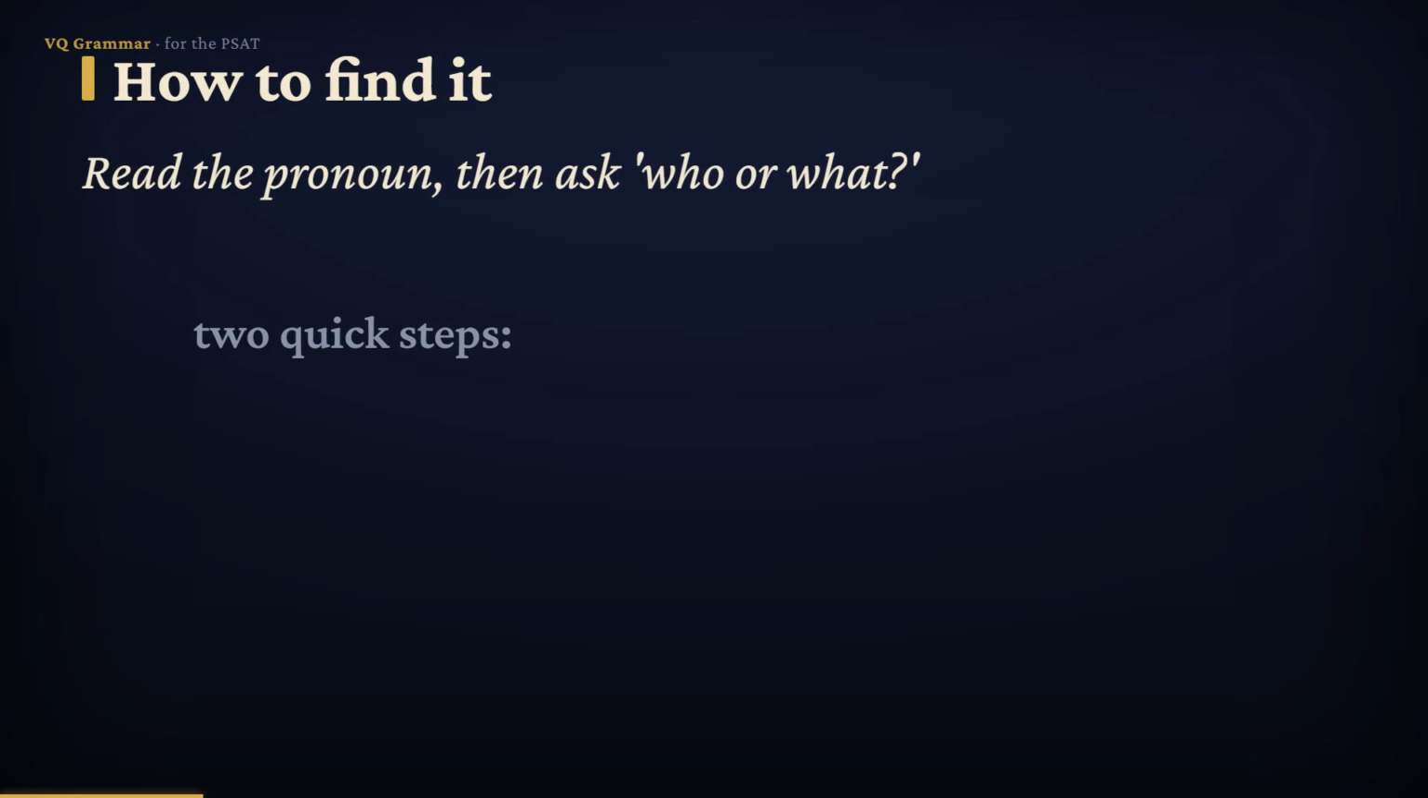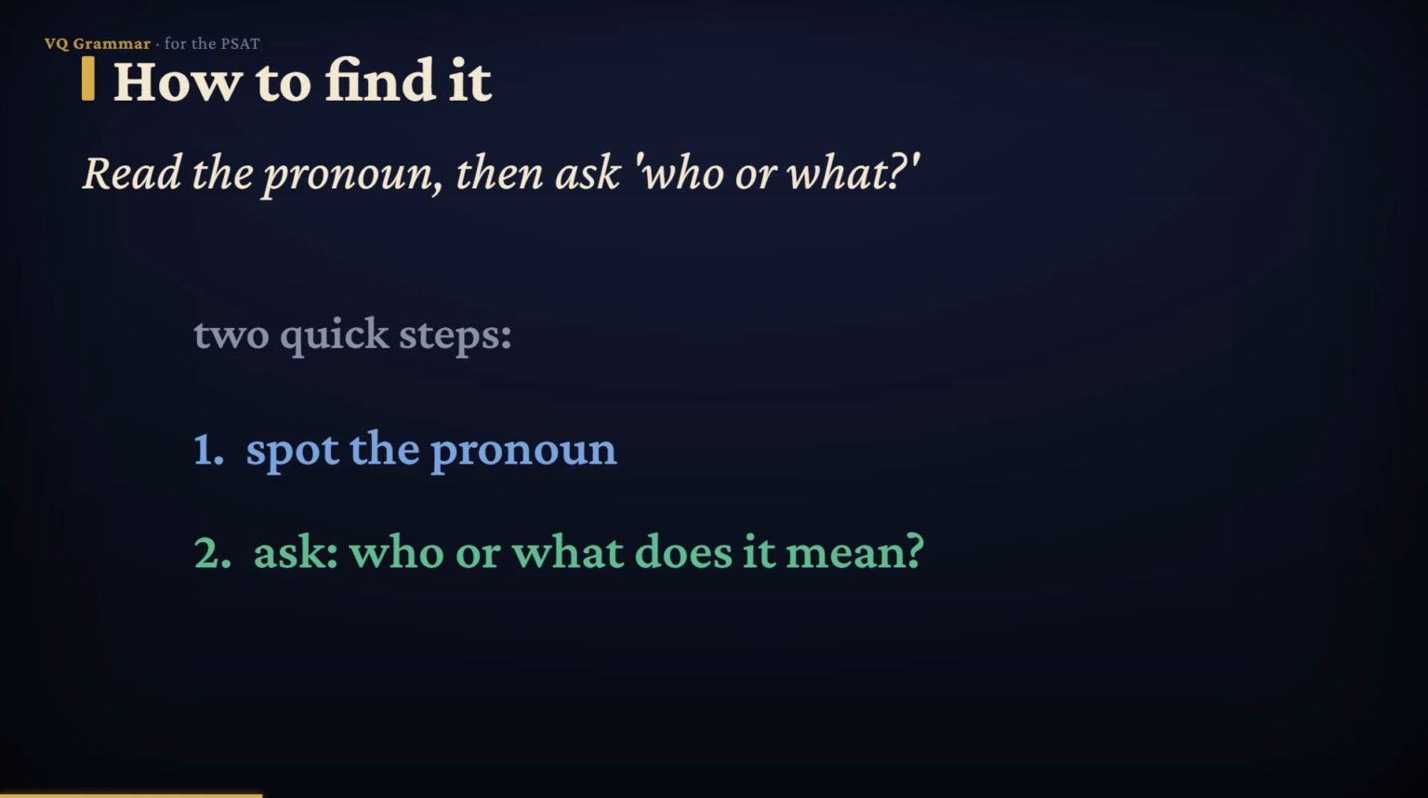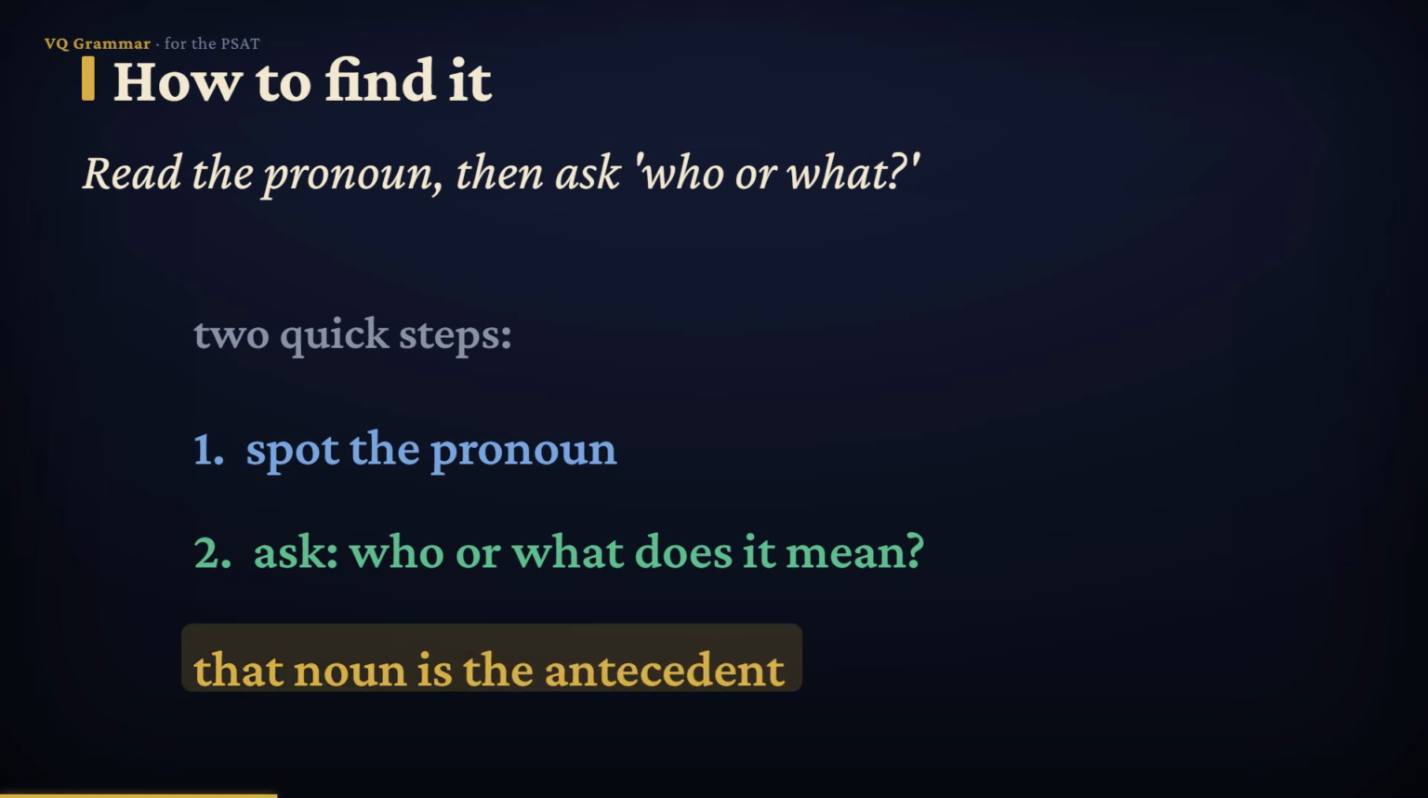So how do you find the antecedent? Two quick steps. First, spot the pronoun, a word like he, she, it, they, him, her, or them. Second, ask yourself, who or what does this pronoun actually mean? The noun that answers is the antecedent. Spot the pronoun, ask who or what, and the noun that answers is the one it points back to.